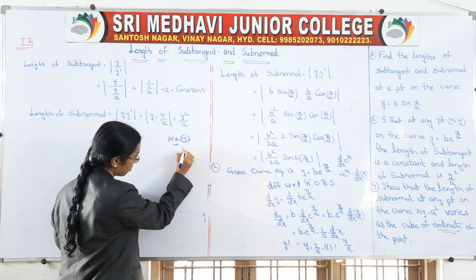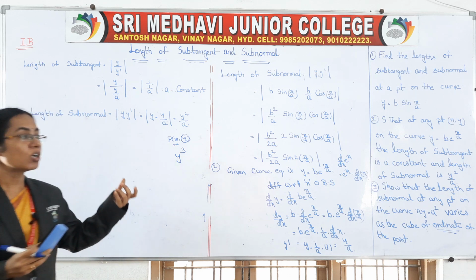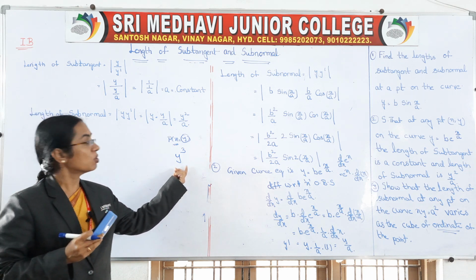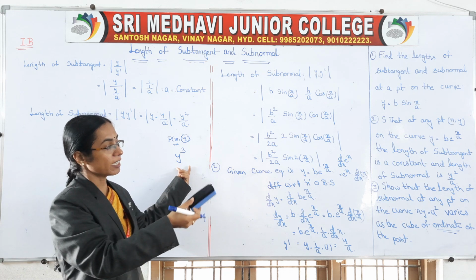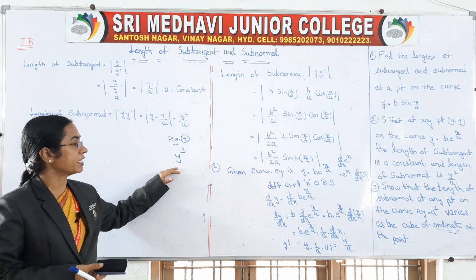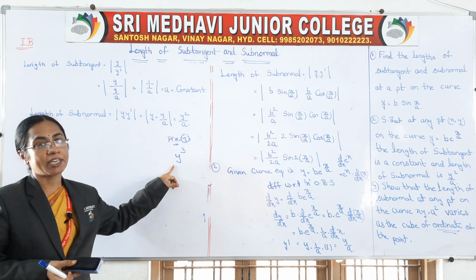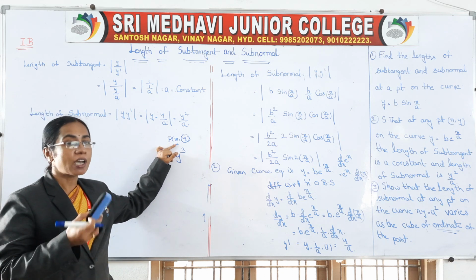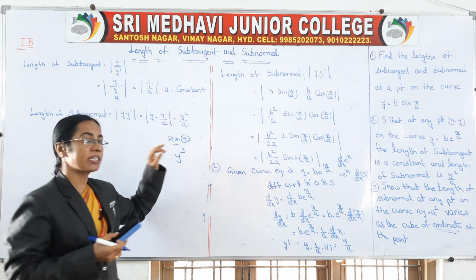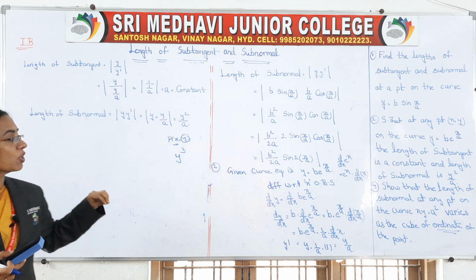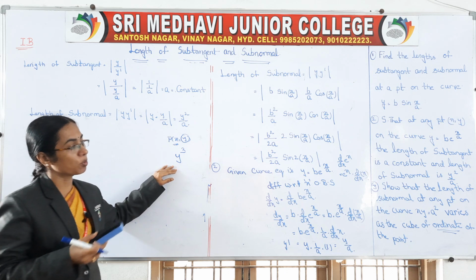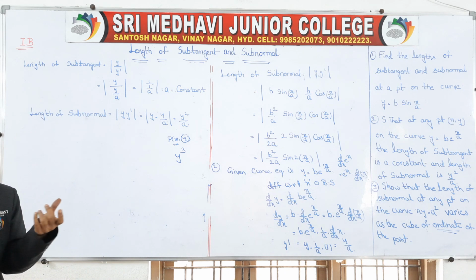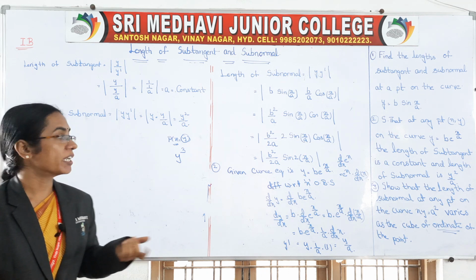Cube of the ordinate means y cube. So your value of the length of subnormal must be proportional to y cube. Then we can say that the length of subnormal varies as the cube of the ordinate. In a point, the x coordinate is called abscissa and the y coordinate is called ordinate. Okay, so here we have to prove that the length of subnormal at any point varies as the cube of the ordinate.